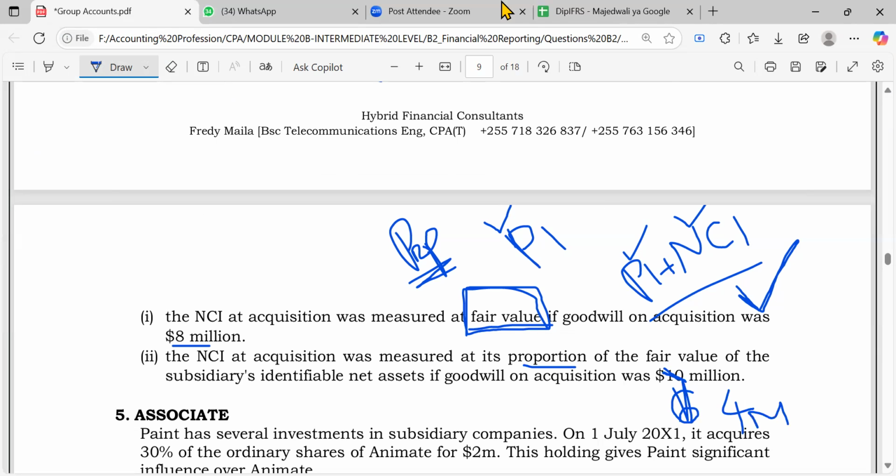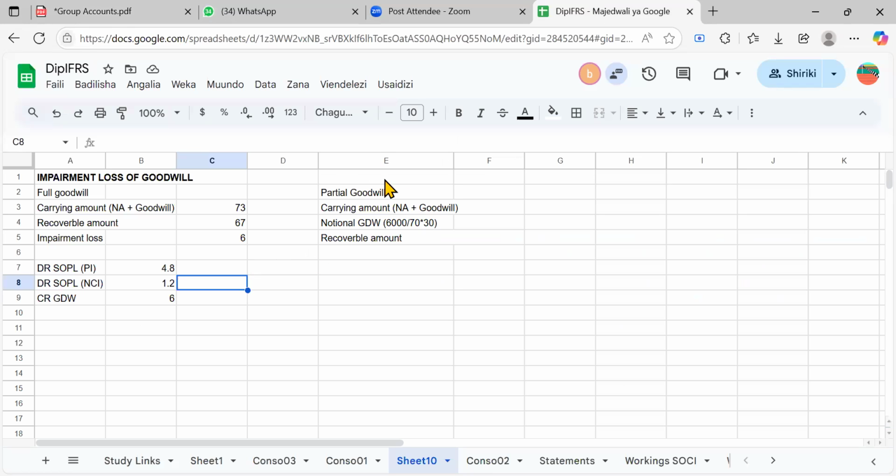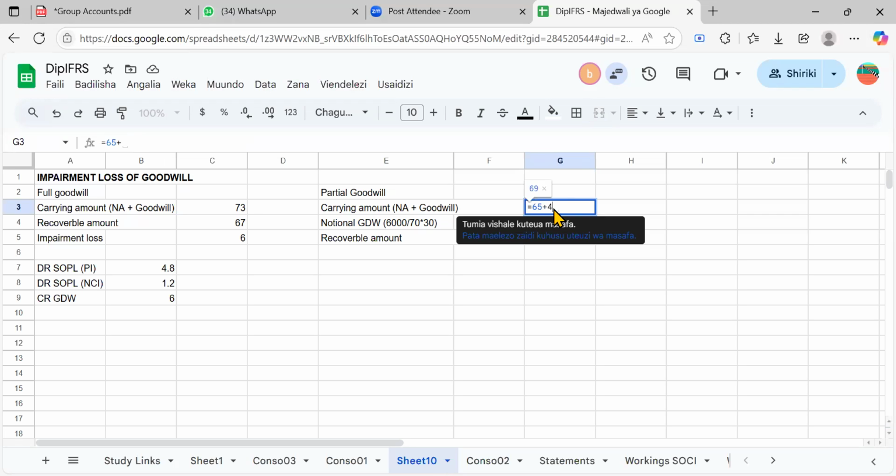So if you do that, let's just go here. Now we'll be dealing with the partial goodwill. We have the carrying amount, it was 65 plus the goodwill. So I would say here it was carrying amount of 65 as usual. I would add the goodwill. The goodwill is 4, so 69. What about the notional goodwill now?